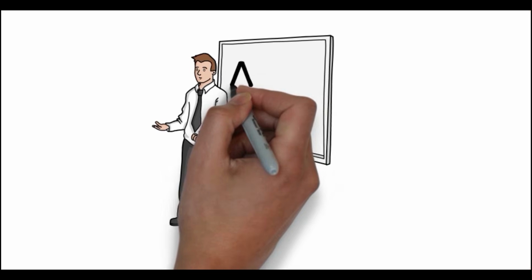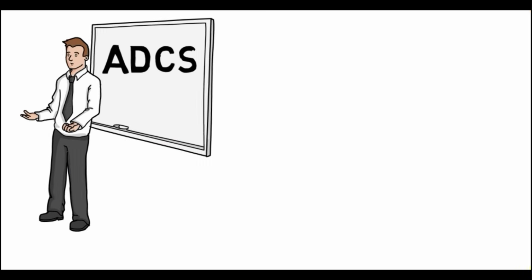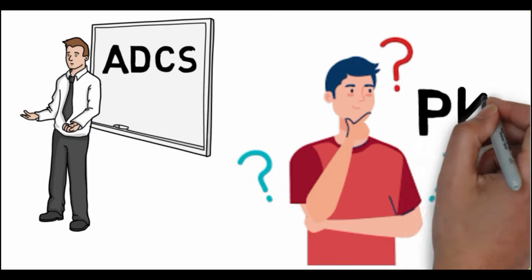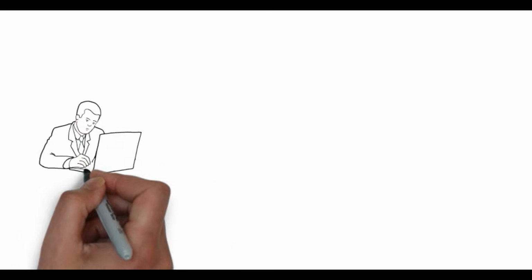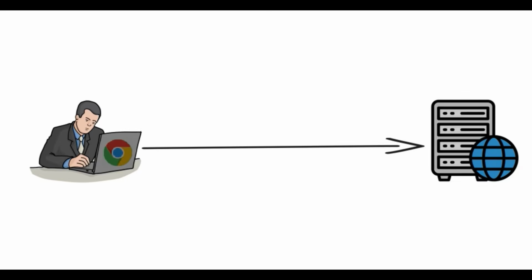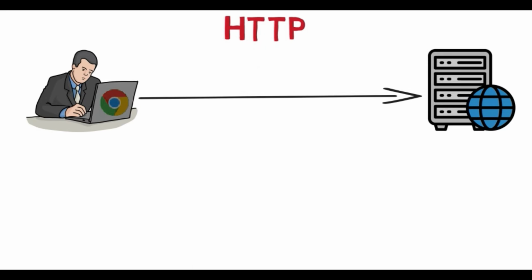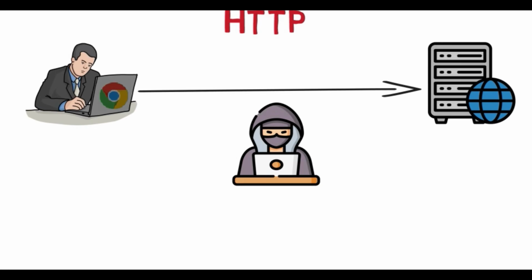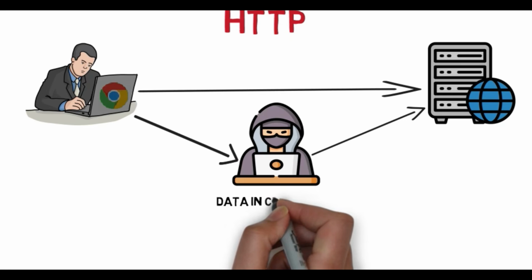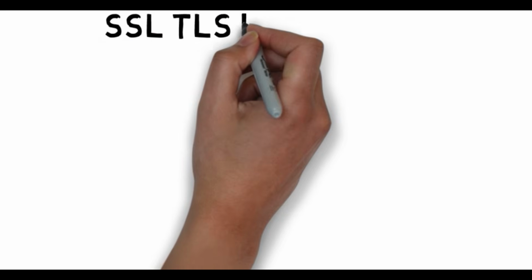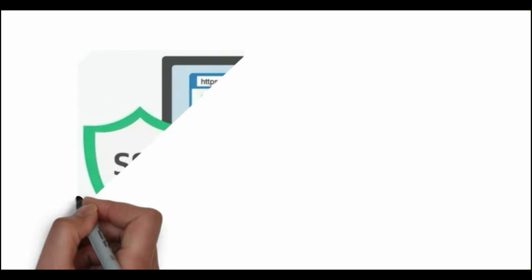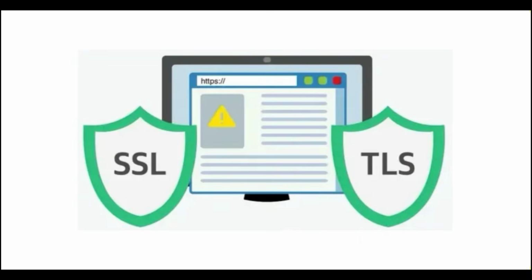To really understand ADCS, I decided to spend a couple of minutes on understanding what a PKI means, a public key infrastructure. I'm going to start from an example where a user wants to connect to a website using his web browser. If we are not using HTTPS, which is based on SSL/TLS, then anyone between me and the server can intercept and read data in clear text. So in this case, SSL/TLS are used for data protection, right? But how? Quickly, what is the difference between SSL and TLS?